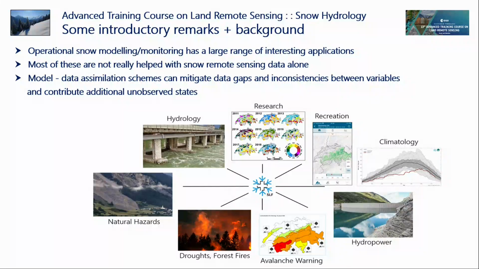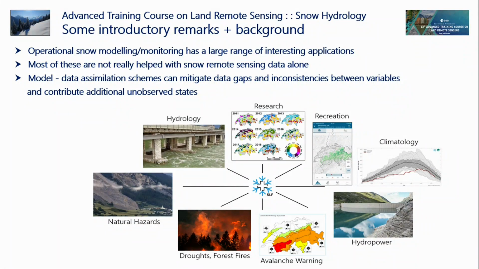Okay, let's start with some introductory remarks and some background information. So operational snow modeling and monitoring has relevance for a lot of disciplines, and I just summarized a couple of our customers of snow products from our Snow and Avalanche Research Center, and as you can see, the variety is from just recreationalists all the way to natural hazard mitigation, hydrology, hydropower being obvious ones, but we also send those products to people who do avalanche warning or just sheer basic research.